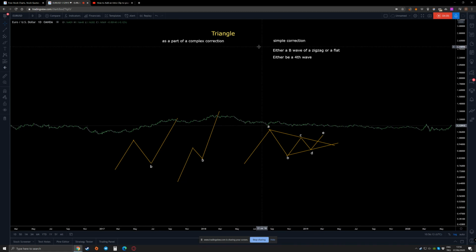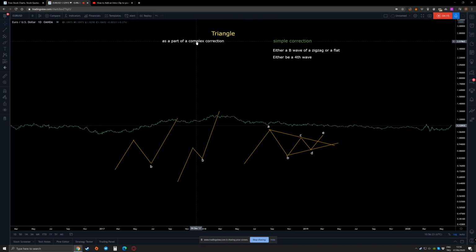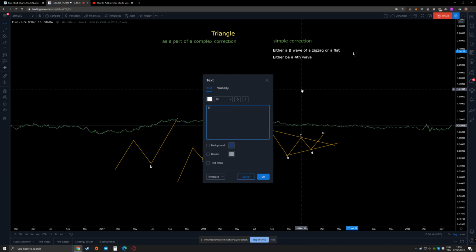Now, if we have a triangle like this, actually let me change this color too. I want to make it a little bit different than normal text. So I will do this. I will do the same here. So if I am looking for a simple correction, and these are the places where a triangle can happen, this triangle is called a limiting triangle.